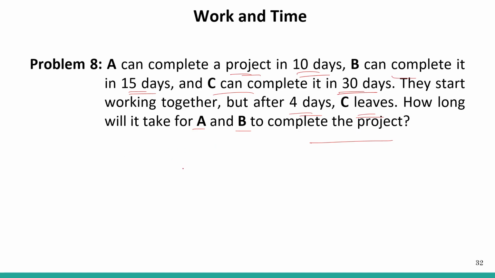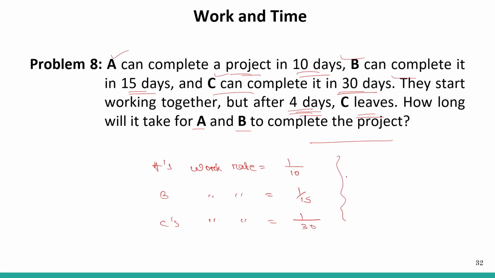Okay. So what we need to do is calculate their combined work for up to 4 days, that is A, B and C. Their individual work rates: A's work rate is equal to 1 by 10. In a similar way, B's work rate is equal to 1 by 15, right? And C's work rate is equal to 1 by 30.